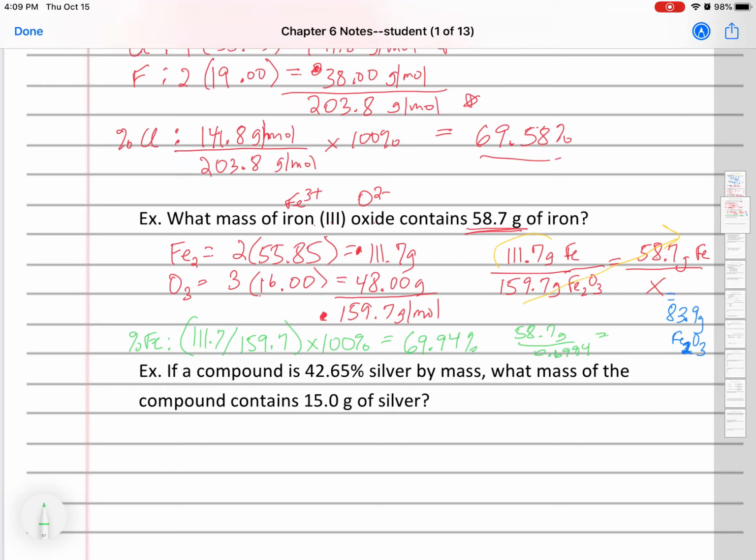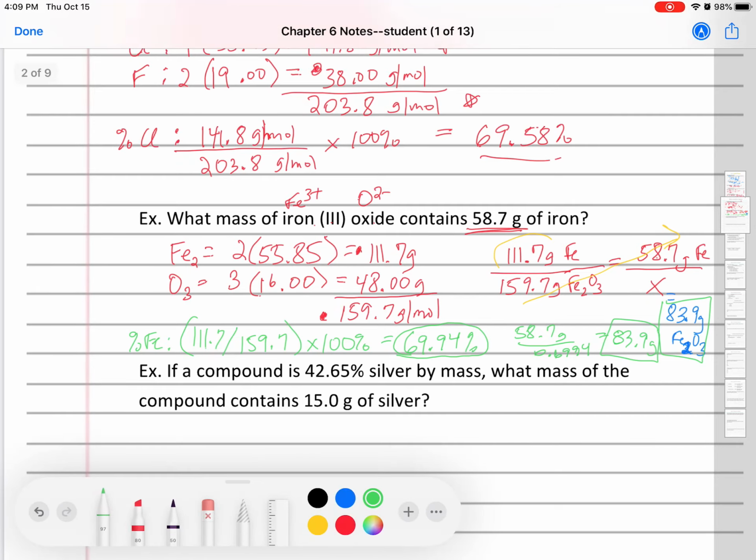Please quiet down. And we still get 83.9 grams. So either way would be kosher. You could do this via cross multiplication, or you can do this by figuring out the percent mass of iron and then figuring out 69.94% times X equals 58.7 grams.